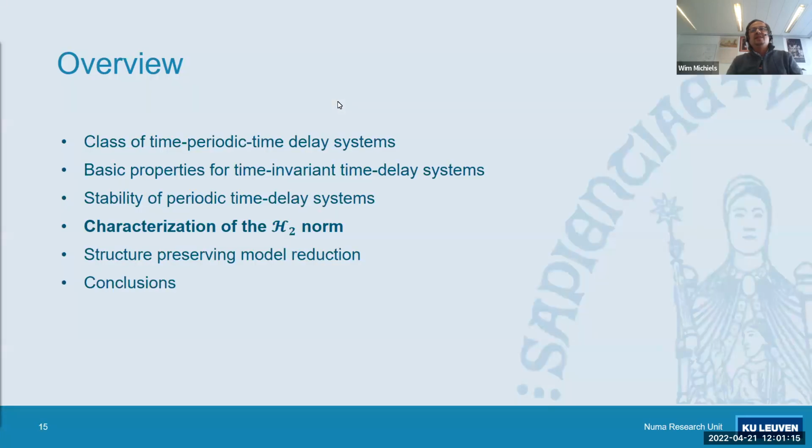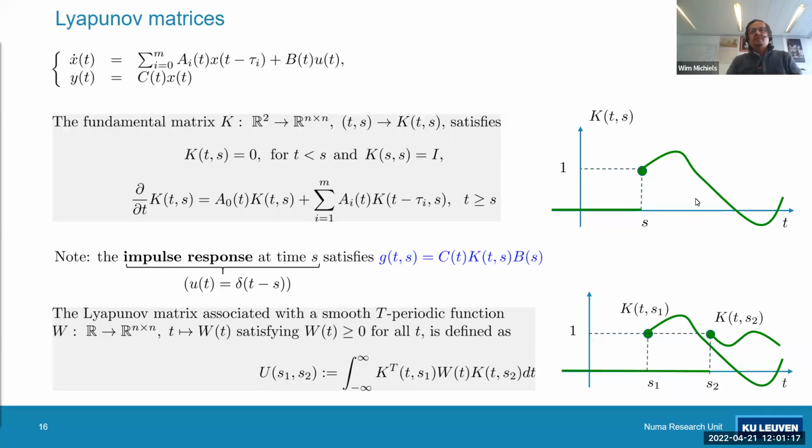Let's now look here. The impulse response means that we reset the initial condition to b instead of the identity matrix, and therefore the impulse response is equal to b. It's now the initial condition at time s. K(t,s) times b is the emanating solution, and with C of t, this gives you what you see at the level of the output.